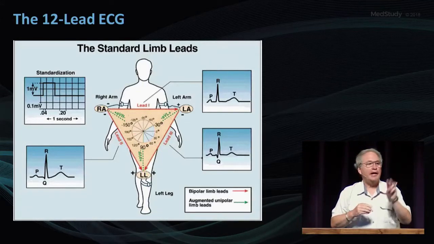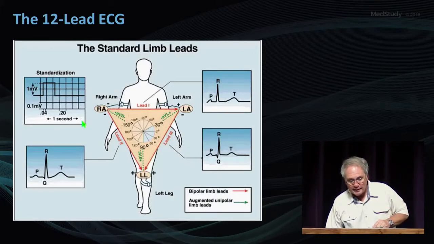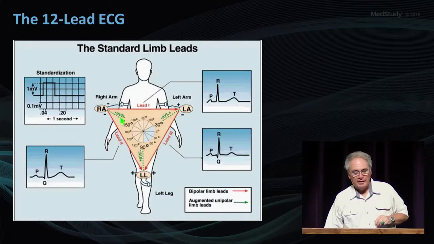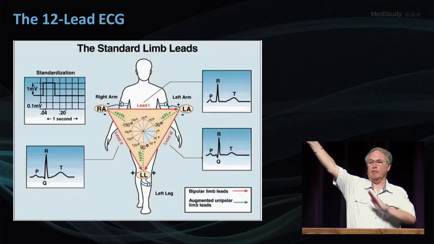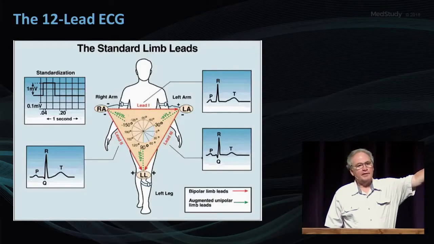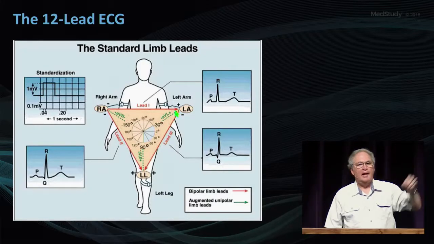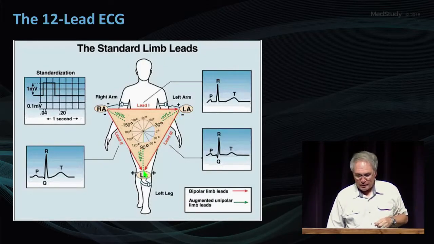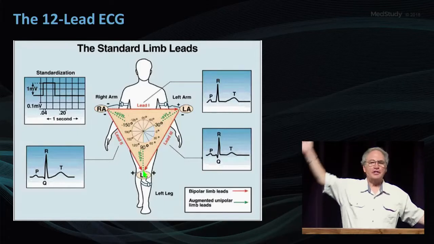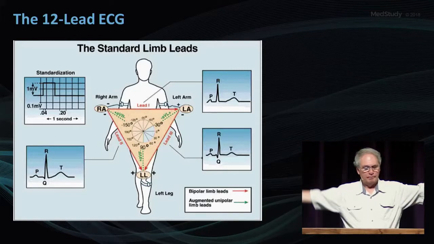For your entertainment, we add 3 other leads to look at activity in this plane. Augmented lead AVR measures electrical activity basically from the center of the chest up to the right arm. So electrical activity flowing this way will be positive. AVL, augmented lead L, left arm, will be positive when electrical activity traverses from the center of the chest to the left arm. And AVF, which is straight down to the left leg. So those are the 6 leads that we look at to determine the pattern of depolarization in the frontal plane. Okay?